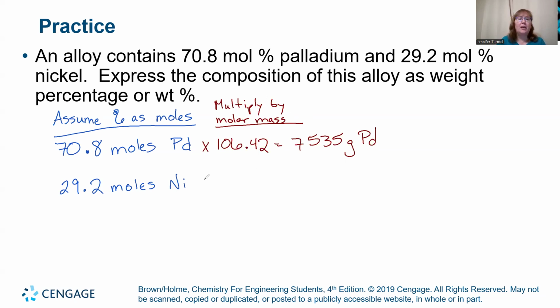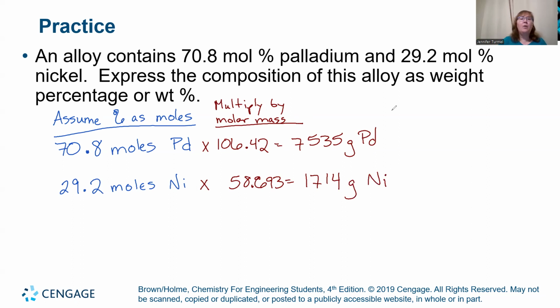That's very important. Okay, and nickel is 58.693 grams per mole. And so we're going to multiply that by the moles of nickel, and we will end up getting 1,714 grams of nickel.